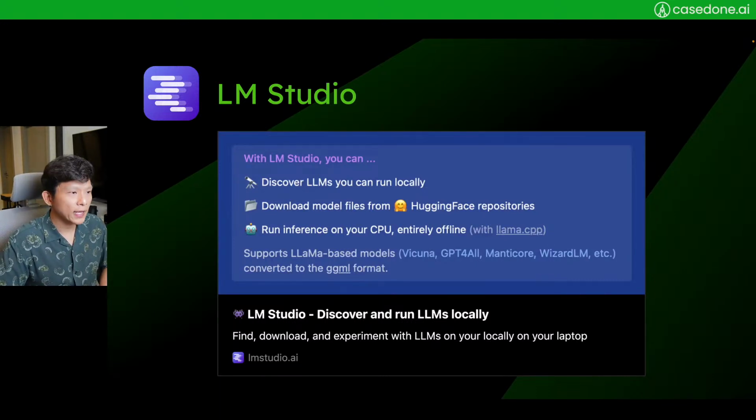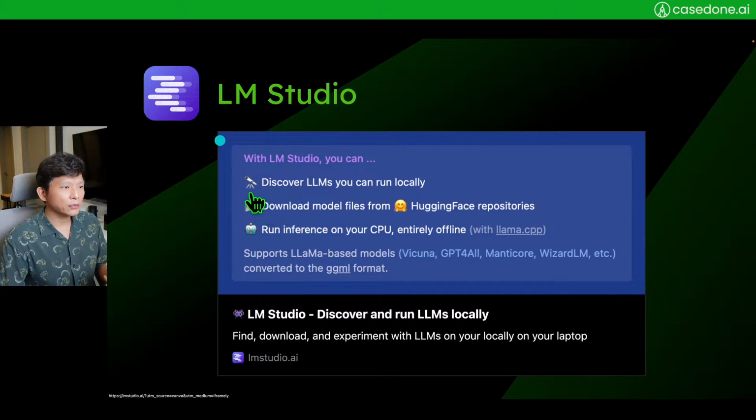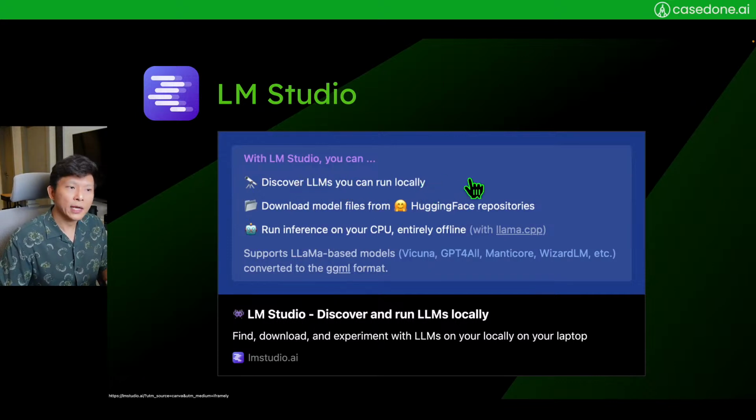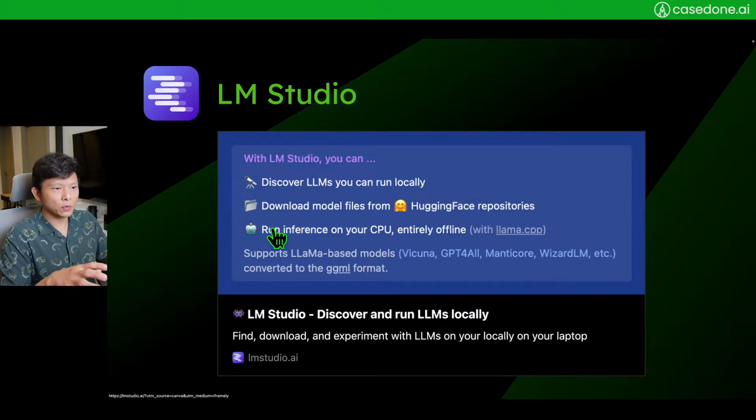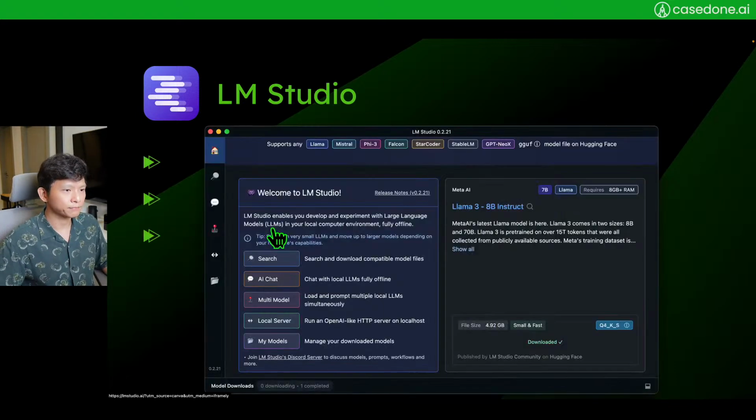LM Studio is an application. You can download it to your laptop. It allows you to quickly discover large language models or small language models like Phi-3 mini and download them so that you can run them locally on your laptop. And when you have downloaded one, you can have LM Studio start a local server to serve your large language model. And this is what we are going to do today.